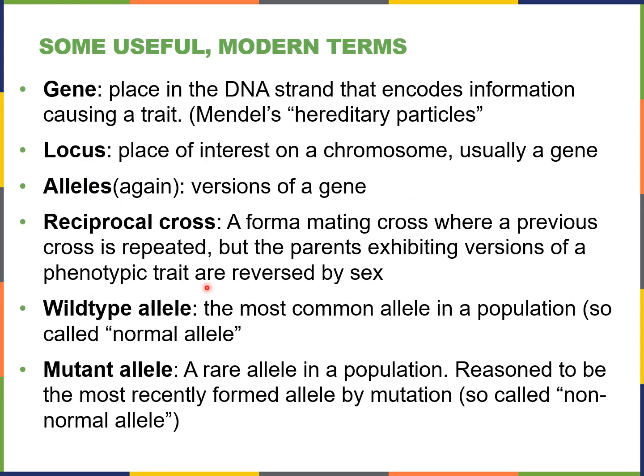Okay, just a few more terms. Gene, again, is in the DNA strand and encodes information causing a trait, right? This is what Mendel referred to as the hereditary particles. This is the one that has two alleles in it, which again are just different versions of a gene. Locus is a place of interest on a chromosome, usually a gene. Okay, DNA is our double-stranded helix, right, that you've seen before, I'm sure, but we don't talk too much about it in class because we just don't have time. And we won't really go over these three. They're not super important for you right now.